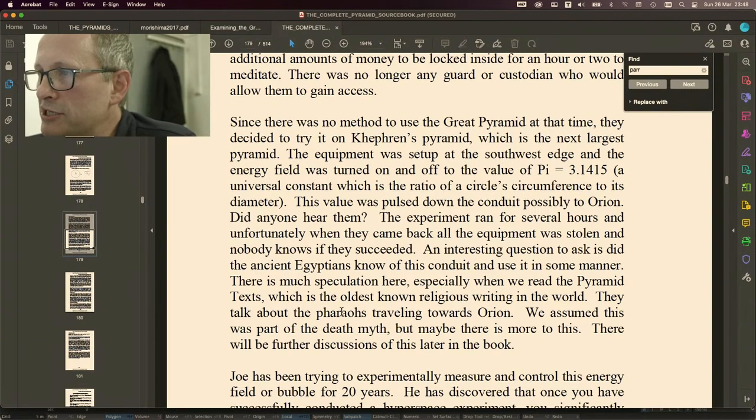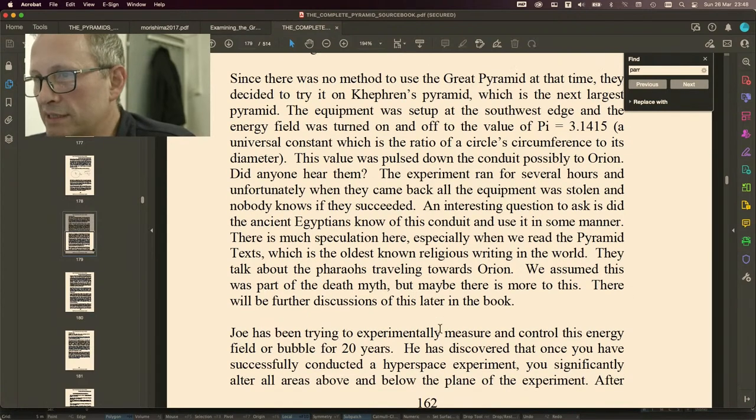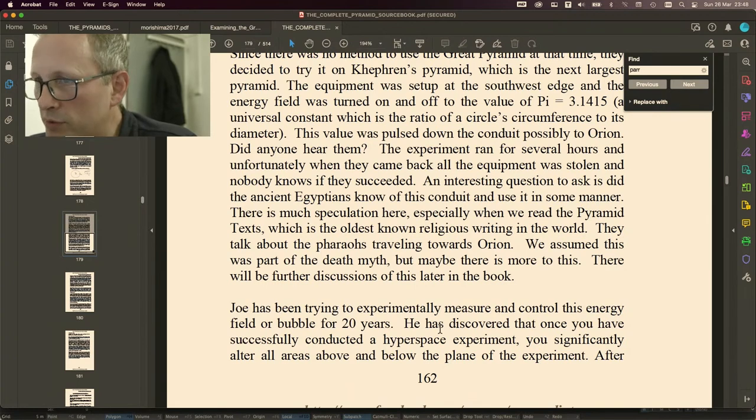There is much speculation here, especially when we read the pyramid texts, which is the oldest known religious writing in the world. They talk about the pharaohs traveling towards Orion. We assumed this was part of the death myth, but maybe there is more to this. There will be further discussions of this later in the book.